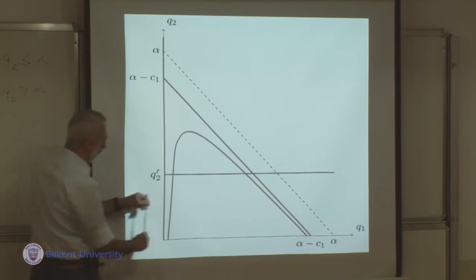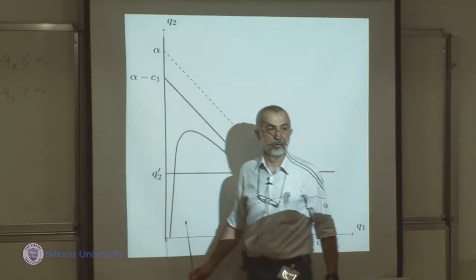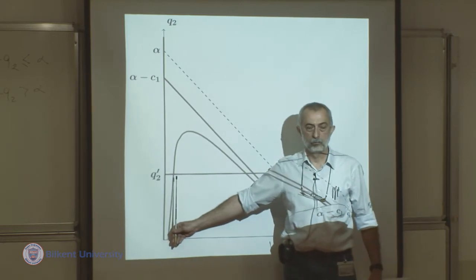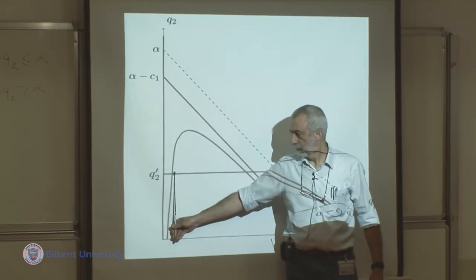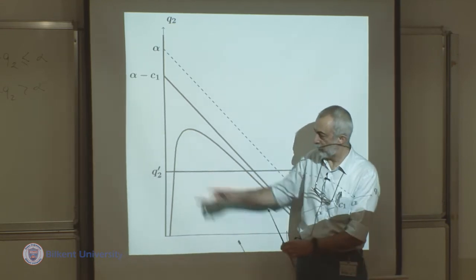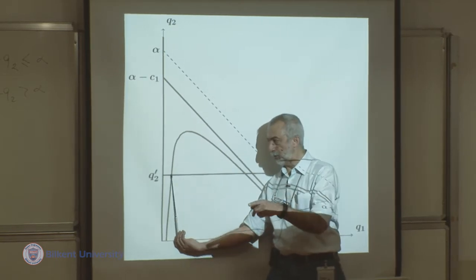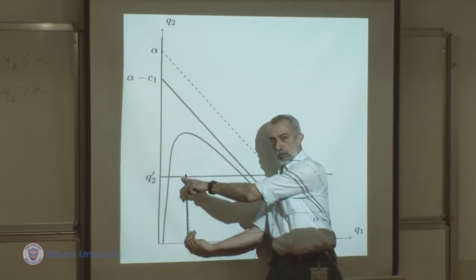Can this strategy be a best response to Q2 prime? Why not? Because if we produce more, the indifference curve will shift down. Okay, well, this indifference curve will stay there, but we get the idea. So if you produce more, you're, for example, at this point.